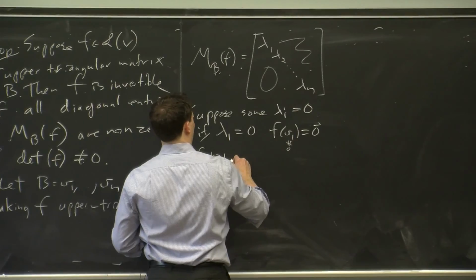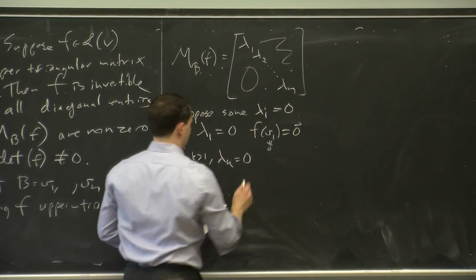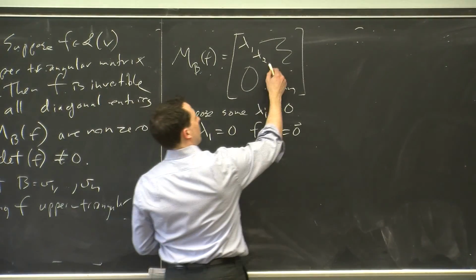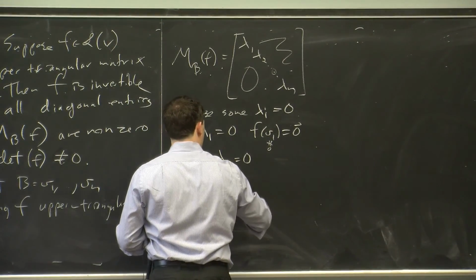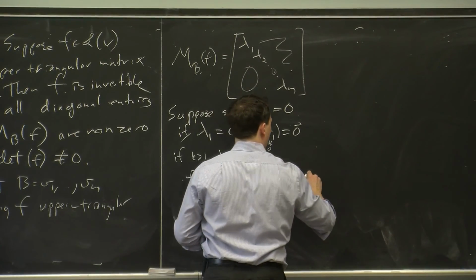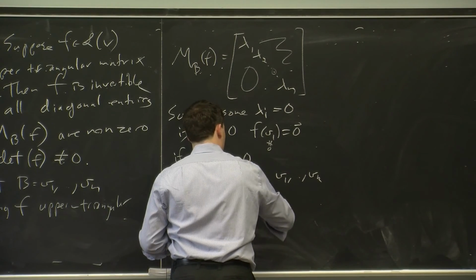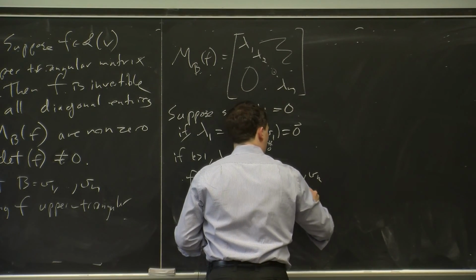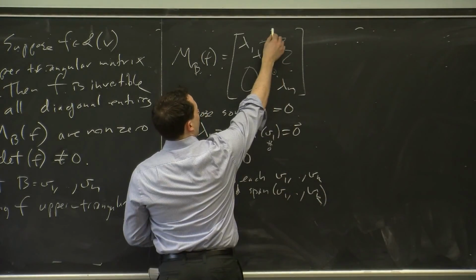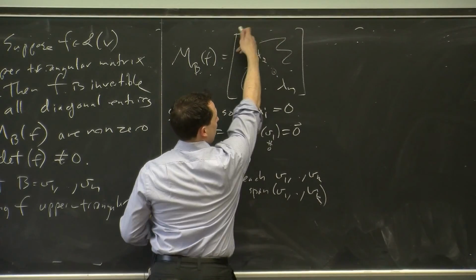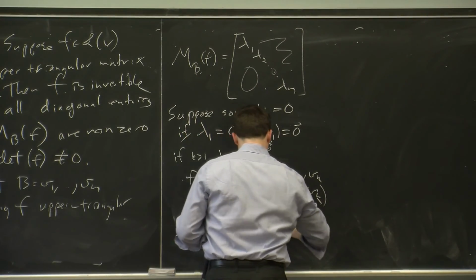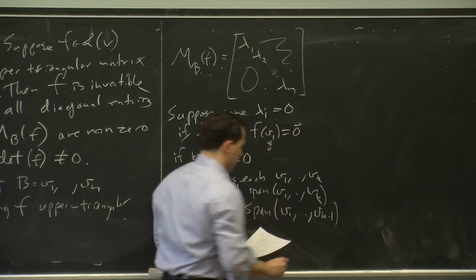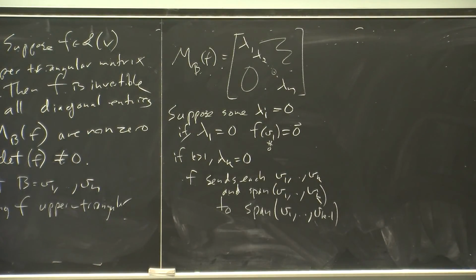If for some k greater than 1, lambda k is equal to 0, one of these lambda k's is equal to 0, then that means that F sends each V1 up to Vk, and therefore everything in the span of those vectors up to the kth place, to something in the span of V1 up to Vk minus 1. So it's sending a k-dimensional space to a k minus 1 dimensional space, a lower dimensional space.